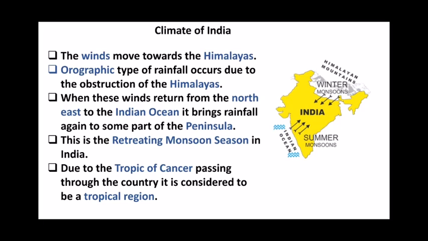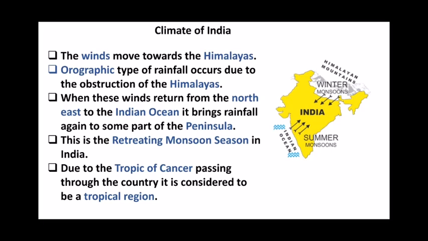So the moisture carrying capacity increases because the air comes lower. As the wind comes lower, the heat increases. Because of that, the moisture carrying capacity of the wind also increases. Because of which orographic type of rainfall occurs because of the natural barrier or obstruction of the Himalayas.